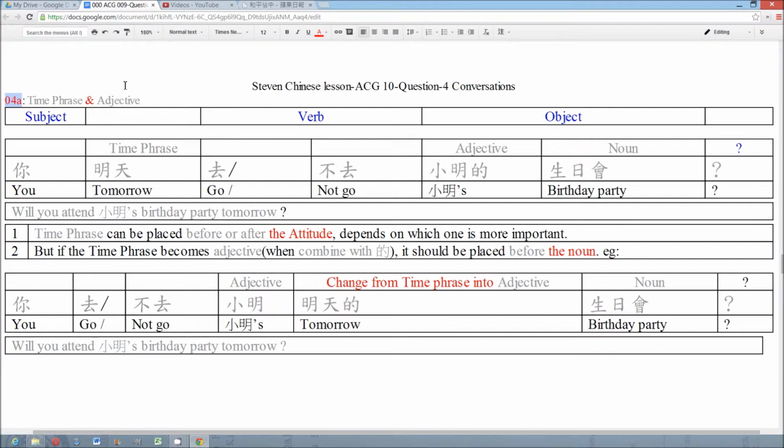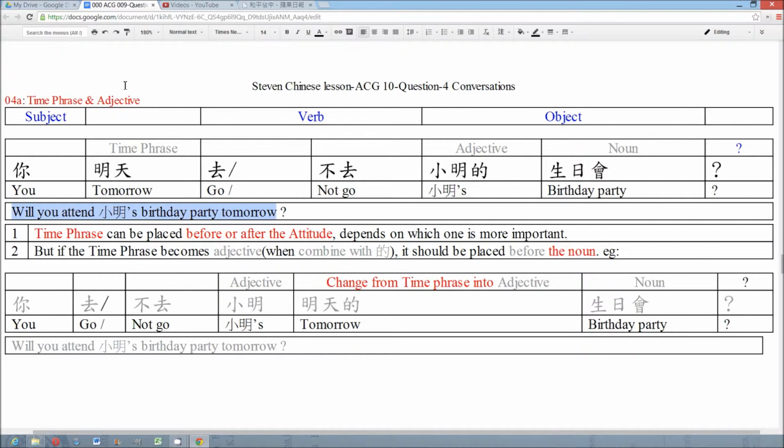This is 4A. It shows how to use the time phrase and adjective in the question. Usually we put the time phrase before or after the adjective, or just simply place it after the subject. But in some cases, it must be placed in a specific place. Okay, we will discuss this in other lessons. Let's look at the example. 你明天去不去小明的生日會? Will you attend Xiaoming's birthday party tomorrow?